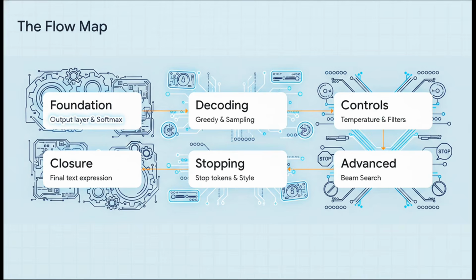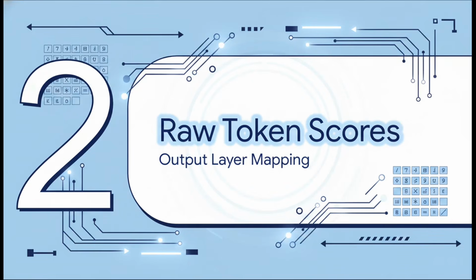Then we apply our sampling controls, things like temperature or top K and top P filters. Now, if it needs to, the model uses advanced decoding, like beam search. And finally, it routes through stopping and style via stop tokens and tone, ultimately arriving at closure or the full expression.